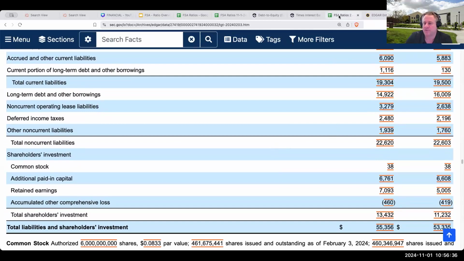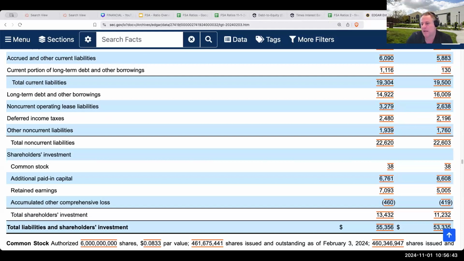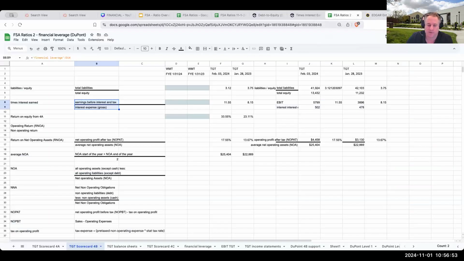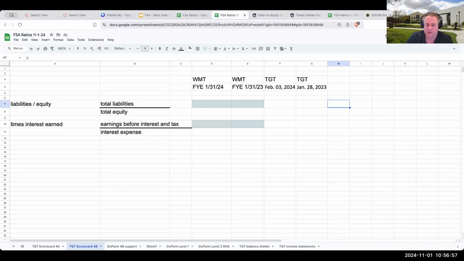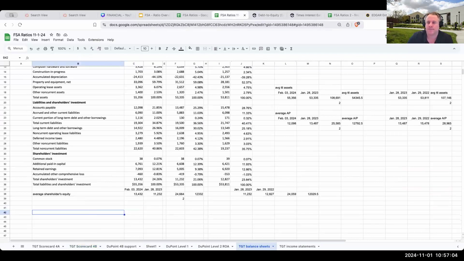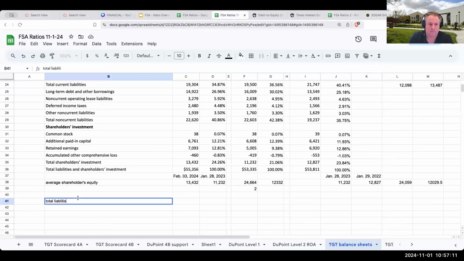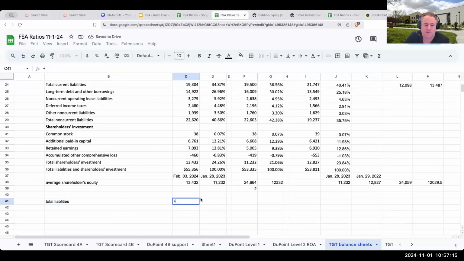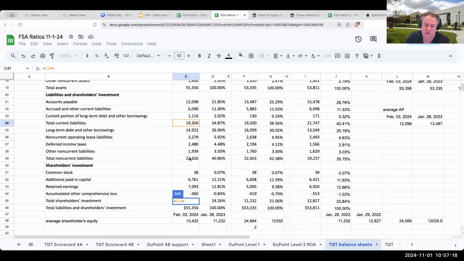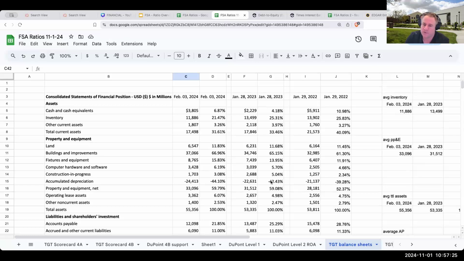So let's go through and do these ratio computations. Within the SEC filings, I can download the financial statements into Excel. Again, if you want to learn how to do that, feel free to leave me a message in the comments below, but let's go ahead and go to it. When I go to the Target balance sheets, my total liabilities are my total current liabilities plus my non-current liabilities, roughly 41 billion. And this is as of February 3rd, 2024.